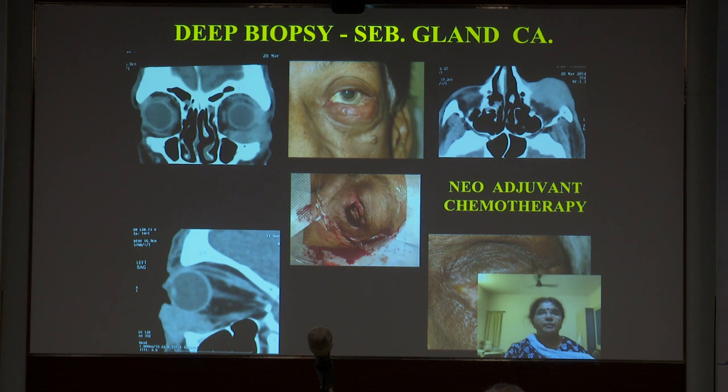Sometimes superficial biopsy, as I said earlier, may not be enough. You may just get some amount of skin and inflamed tissue. You have to go deep within. And this is very important when you are suspecting early sebaceous gland carcinomas especially.